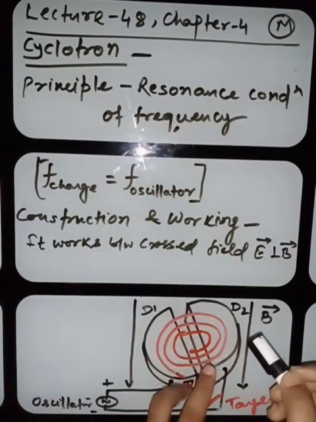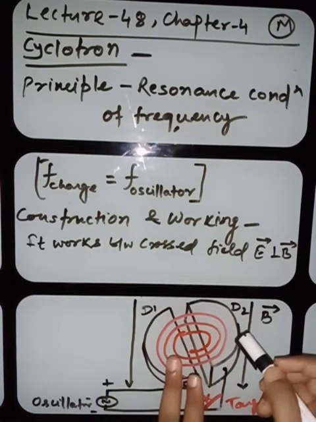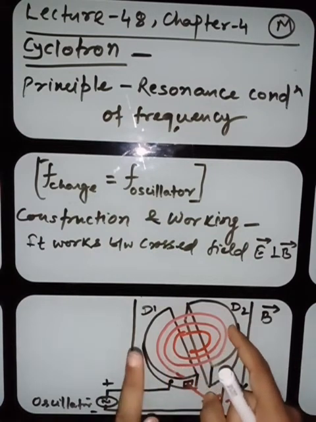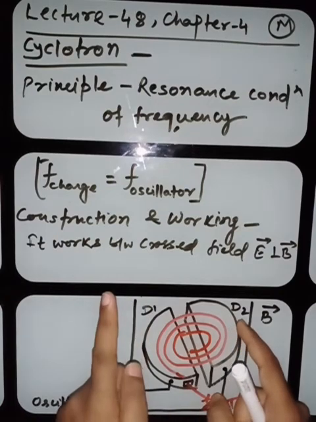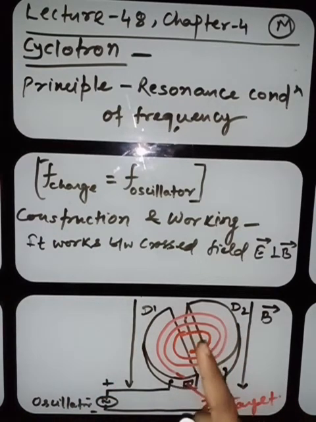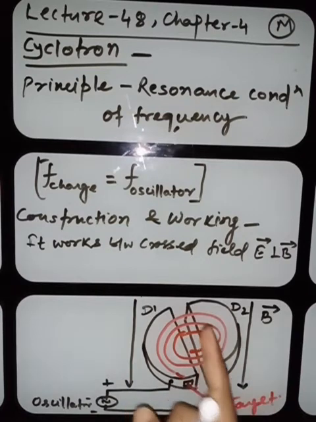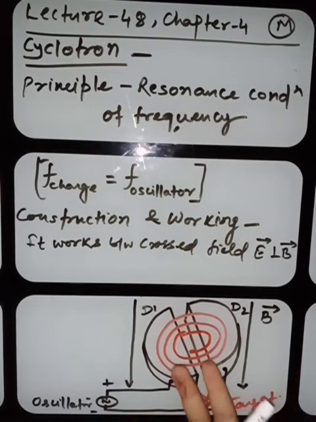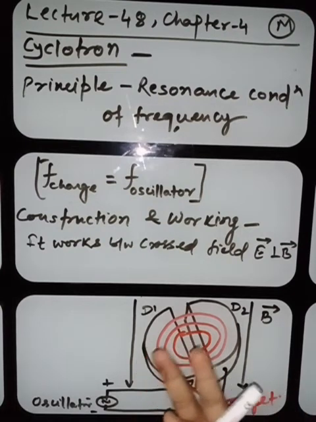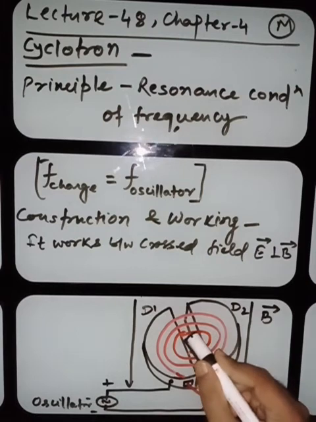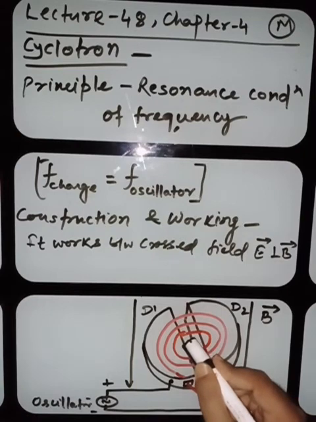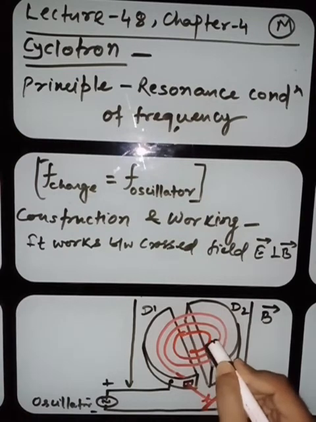If the frequency will not be equal, the D's will not have time to change the polarity while the charged particle is leaving the D's. It means the frequency should be exactly matched. If the time or the frequency does not match, then what will happen? Suppose the charged particle is leaving and the polarity does not change, then the charged particle will stop and move back into the D's too.